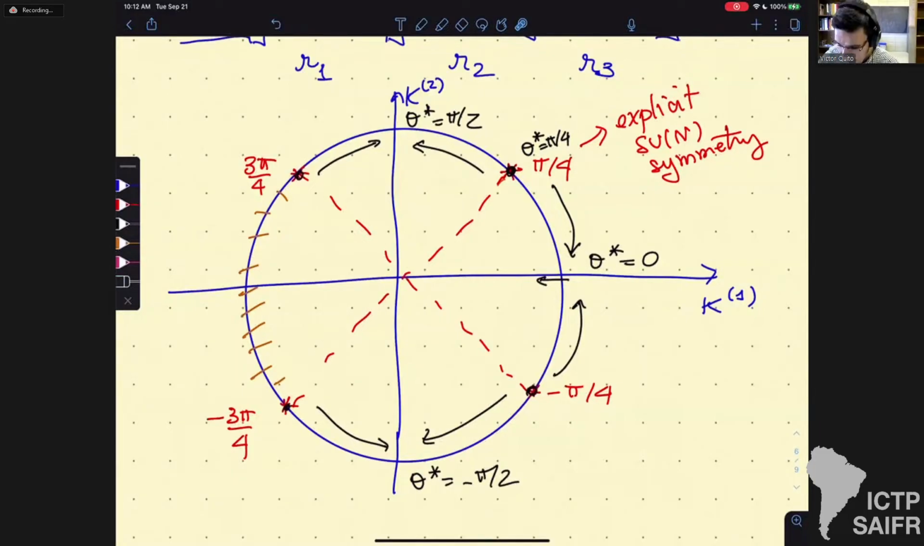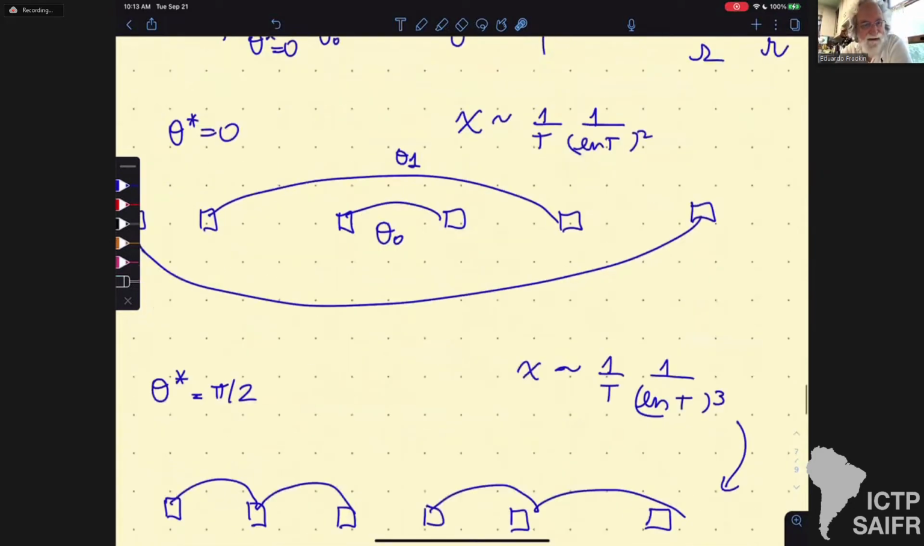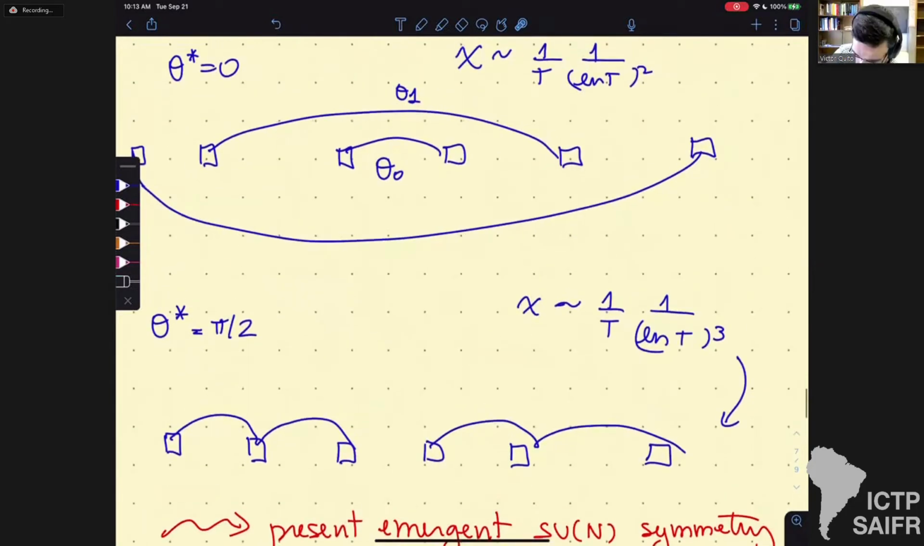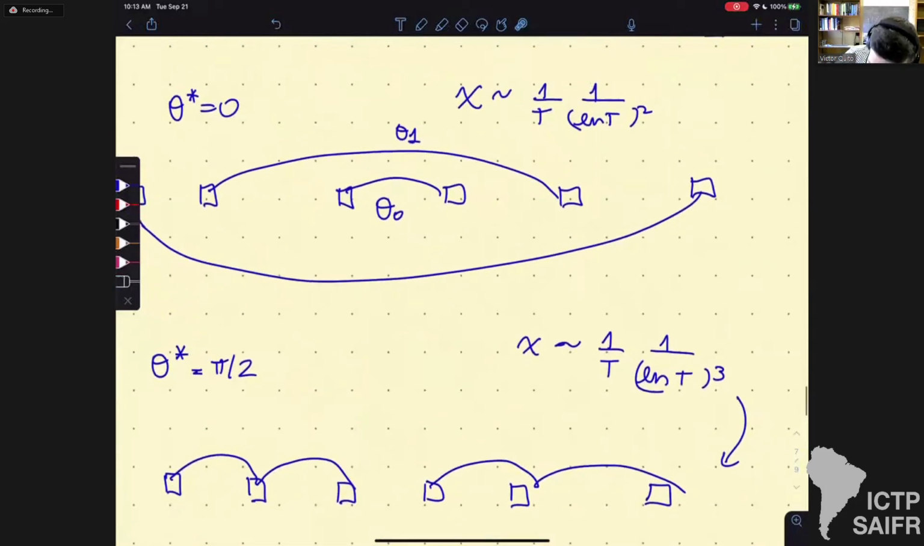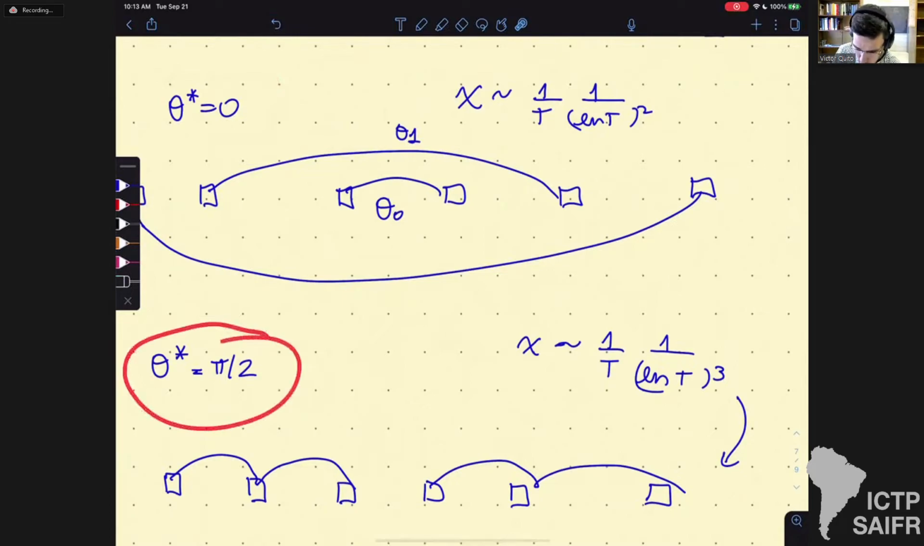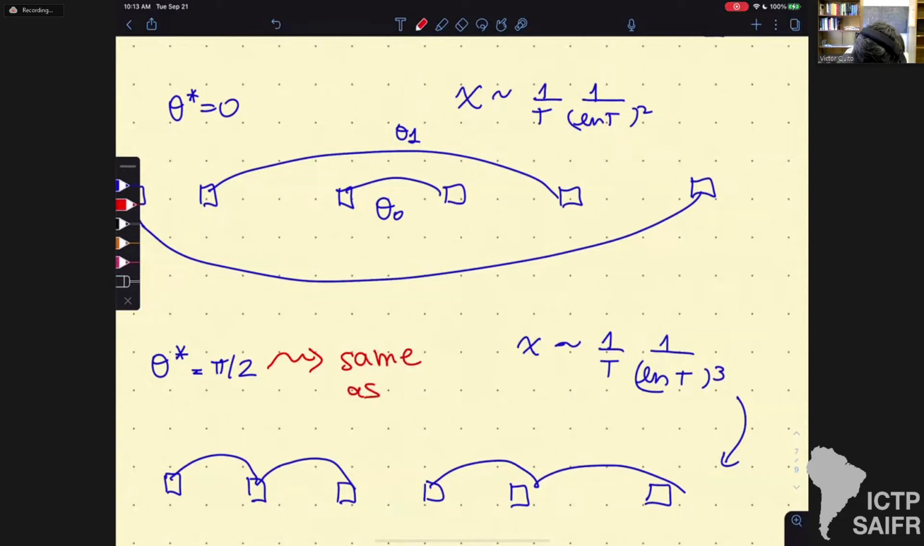Oh, I'm sorry. Maybe I wrote it wrong down there. This guy has the same exponents as this guy. But you wrote below, you said... Oh, maybe I said it. Oh, so pi over 2, not pi over 4. Oh, no, the fixed points are theta equals 0 and theta equals pi by 2. At theta equals pi by 2, it has the same exponents as pi by 4.